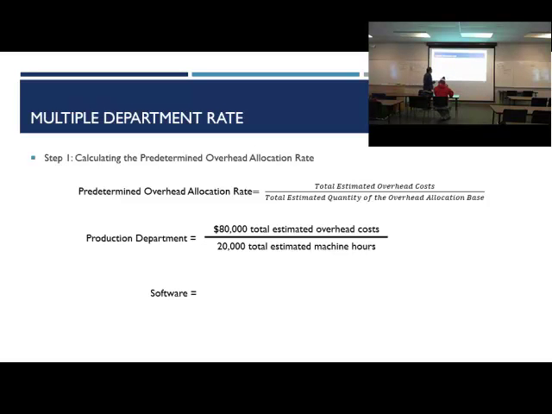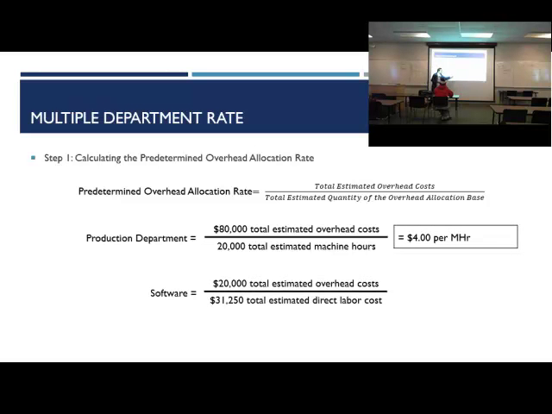Okay. In the software, what cost driver are we going to use? Labor hours or cost? I'm not telling you which one's right. I'm just saying those are the two options. You could use direct labor hours, or you can use direct labor costs. Doesn't matter. In the book, and this is one of the numbers that I didn't give to you, they use direct labor cost. So they use that as the cost driver.